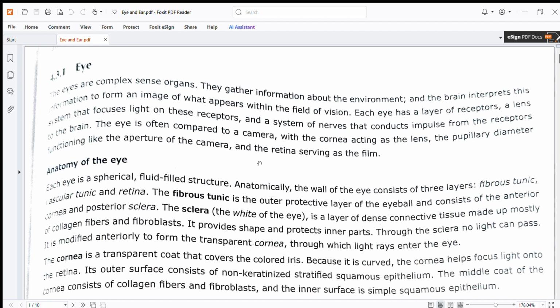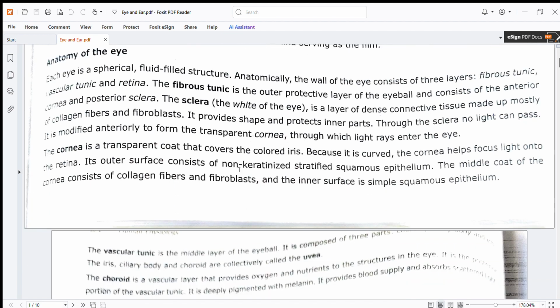Anatomy of the eye. Each eye is a spherical, fluid-filled structure. Anatomically, the wall of the eye consists of three layers: fibrous tunic, vascular tunic, and retina. Fibrous tunic is the outer protective layer of the eyeball and consists of anterior cornea and posterior sclera.